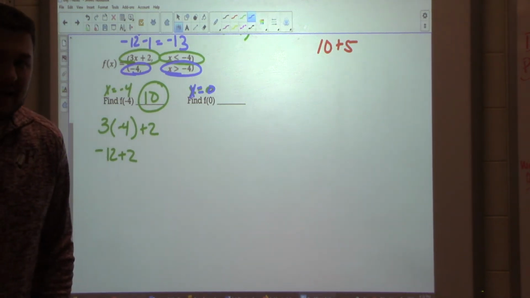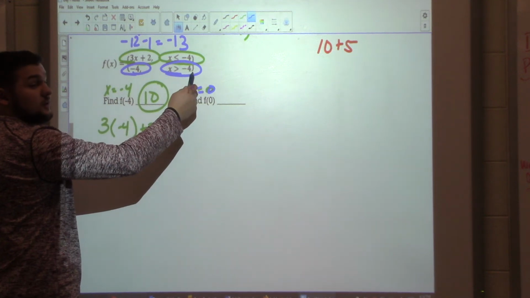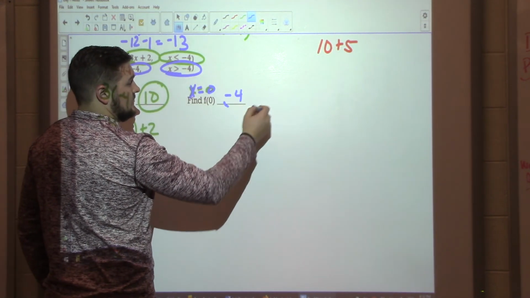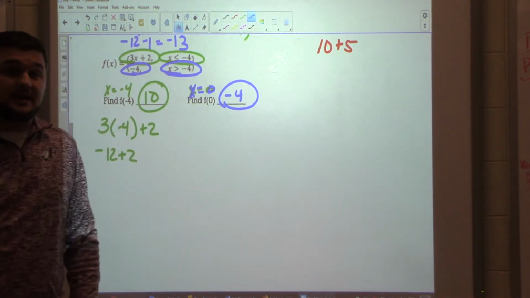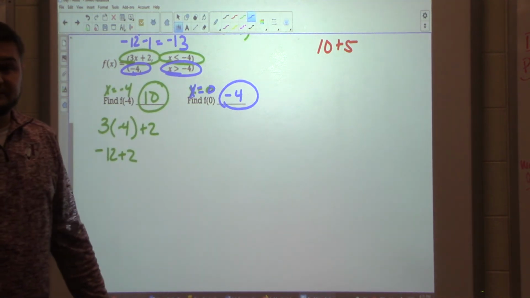But I don't have anywhere to plug in x. That's perfectly okay. Anything that's greater than negative 4 is going to equal negative 4. That's all that means. So negative 4 is my answer. If you have nowhere to plug in x, there are no x values, you're just taking that number, and that's going to be your answer.